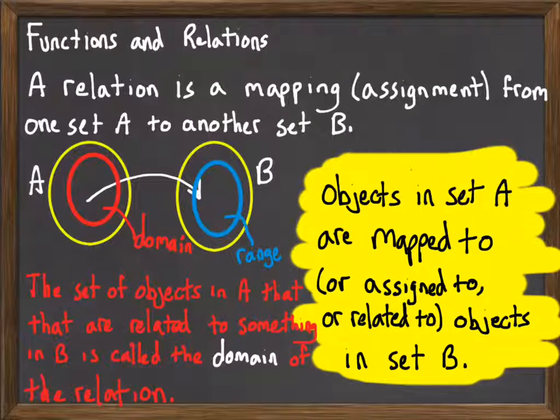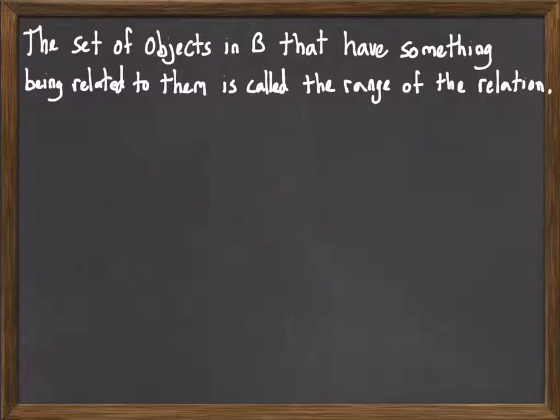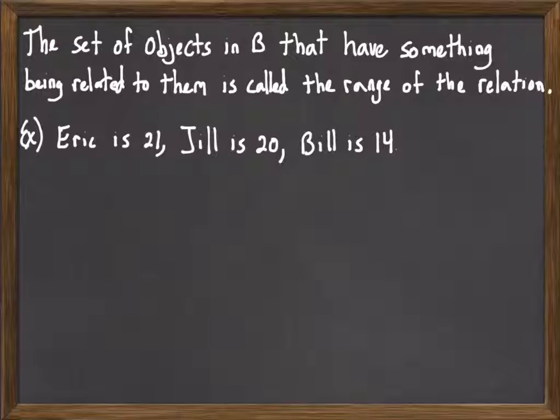And again, we go back, and that's the blue set that I've circled there. The range, again, is the set of things in B that have something being related to them. And so that's called the range of the relation. And you'll see a little better as we do an example or two what we mean when we talk about domain and range.